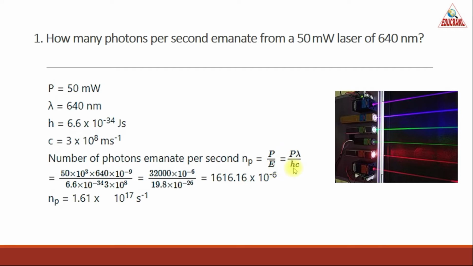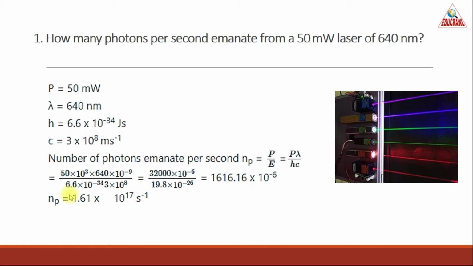So power divided by energy, where E is equal to h nu, and nu is equal to c by lambda. Hence E is equal to hc by lambda. When you substitute in the equation of number of photons, we get Np is equal to P lambda by hc. Now substitute the given data of power, lambda, h and c, and we will get the answer.